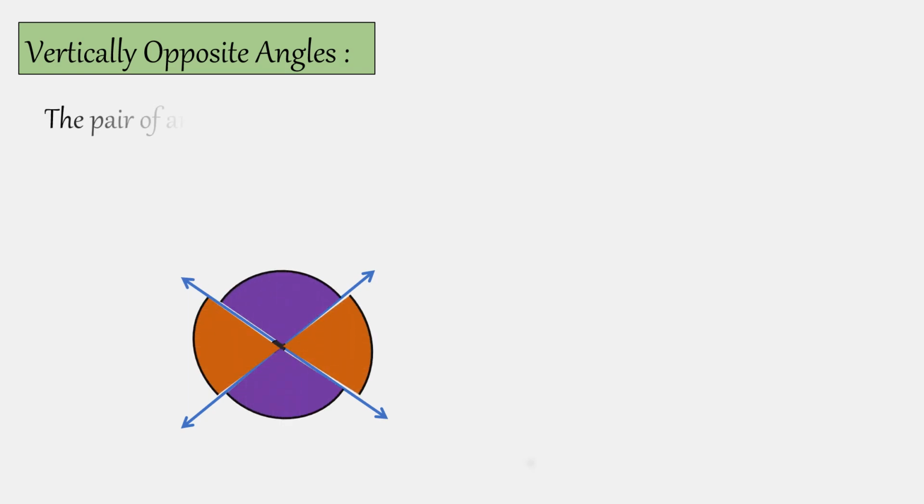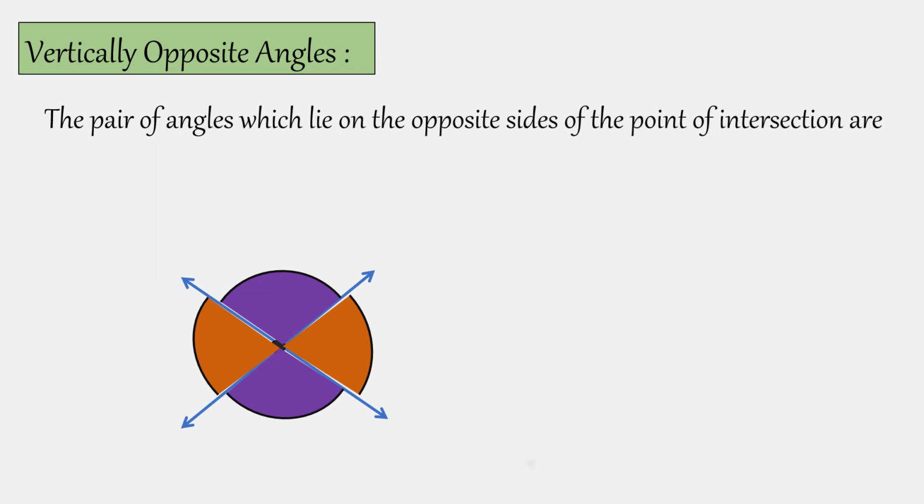Hence, these angles do not form a linear pair. Vertically opposite angles. When two lines intersect each other, four angles are formed. The pair of angles which lie on the opposite sides of the point of intersection are called vertically opposite angles.